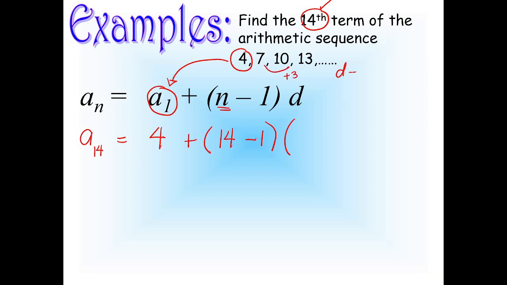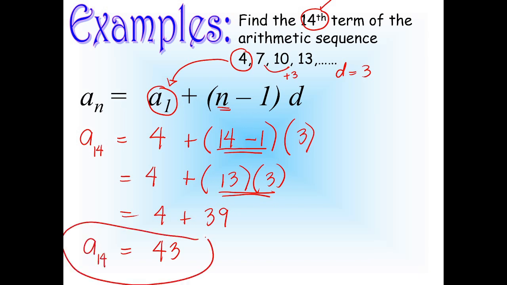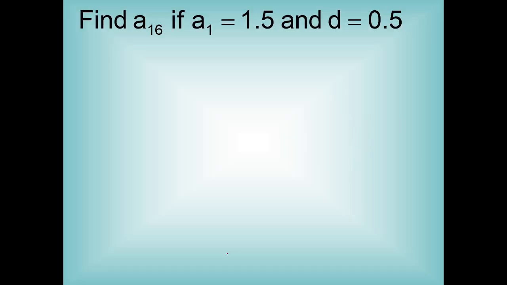So the common difference is positive 3, times 3 for that. Then do what's inside the parenthesis. You'll be getting 13 for that times 3. What I did a while ago was simply 14 minus 1. Then 13 times 3, you'll be getting 39. 39 plus 4 is 43. This is the 14th term. Okay? Now, let's have another one.